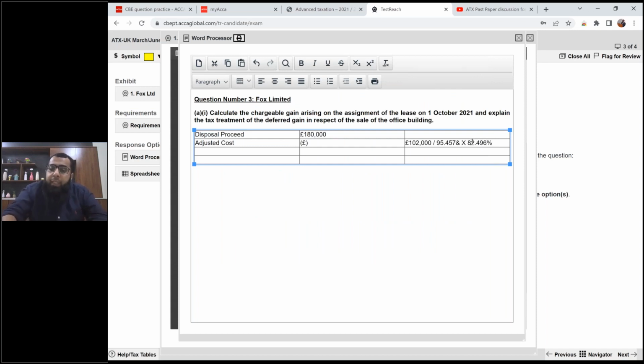Okay, I will repeat it again. I want you all to listen to me carefully so that if you have any confusion, it gets clear. 102,000 divided by 95.457 multiplied by 82.496. So it is 88,151. So this gives me the chargeable gain: 180,000 minus 88,151. So it's 91,849.